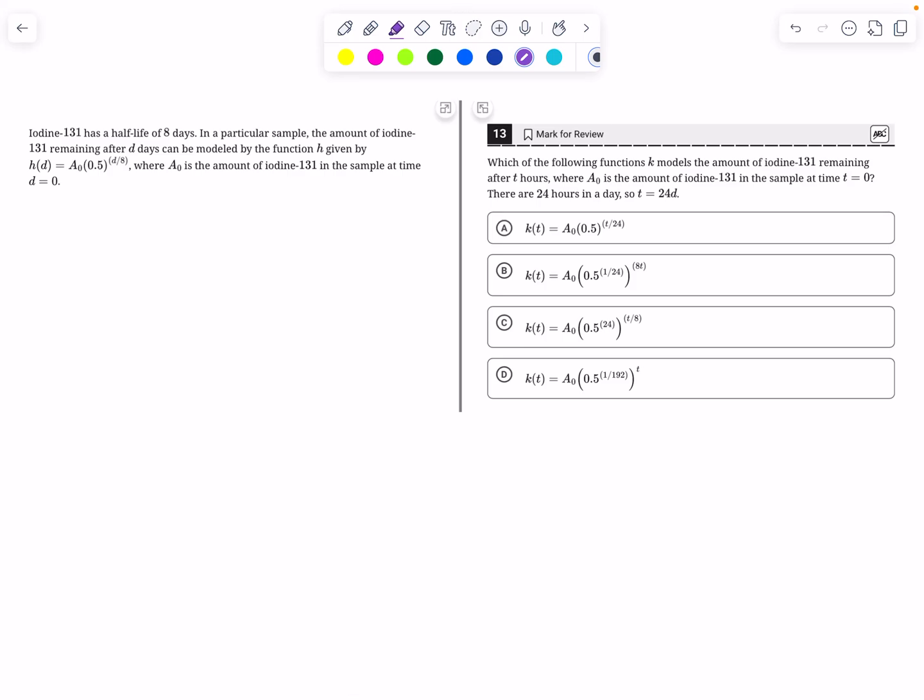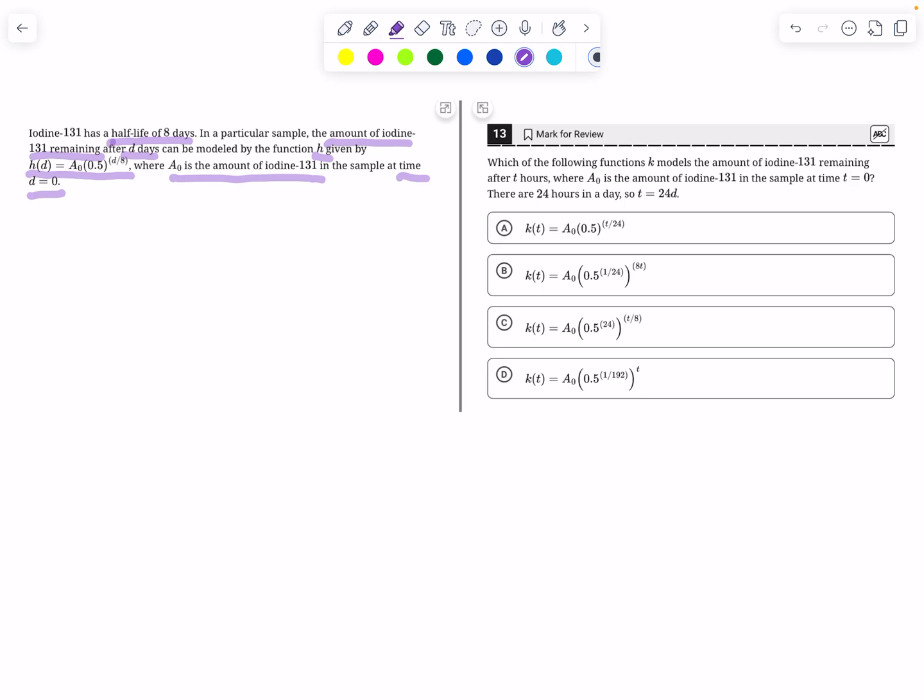Iodine 131 has a half-life of 8 days. In a particular sample, the amount of iodine 131 remaining after D days can be modeled by the function h, given by h as a function of D equals A naught times 0.5 to the D divided by 8, where A naught is the amount of iodine 131 in the sample at time D equals 0, so the initial amount.